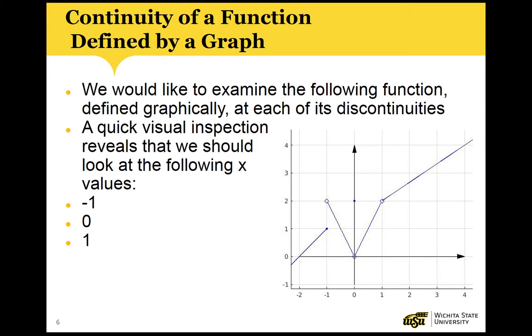So, we're going to do a couple more examples. We would like to determine the continuity properties of a function defined by its graph. So here we have an image, and we're going to do a quick visual inspection and see that the trouble spots of the graph occur at the following values: -1, 0, and 1. And what we're going to do is take a closer look at these values.